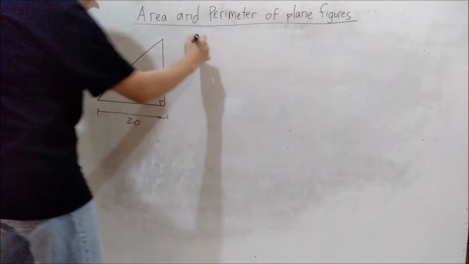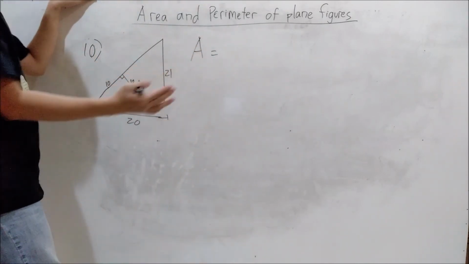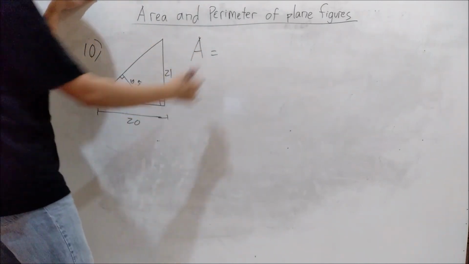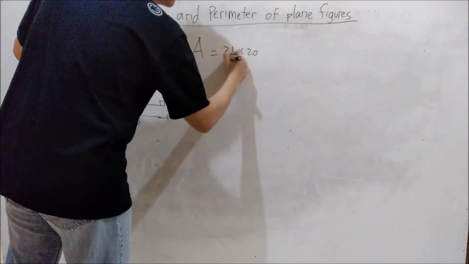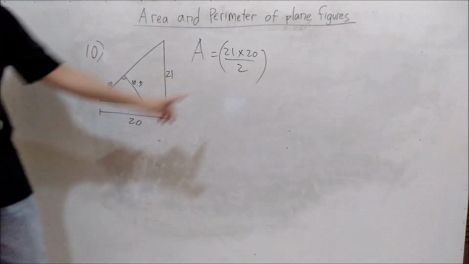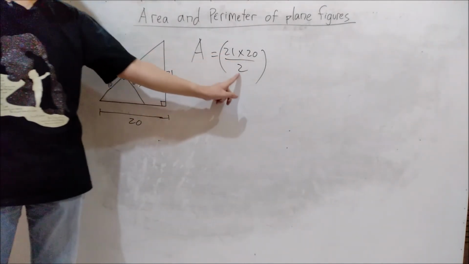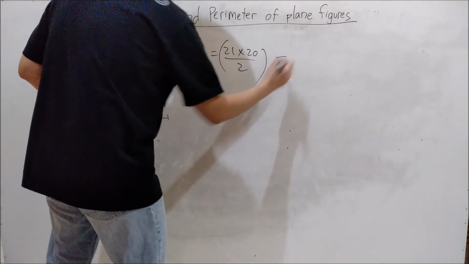Let's start with the big triangle. So the area of the shaded region will be this big triangle. How do you get that? Since it is a triangle, it will be base times height divided by 2, right? So the base is 20 times height 21 divided by 2. That is the big triangle. And then you will minus the small triangle.